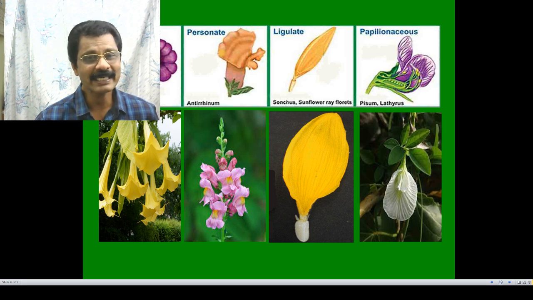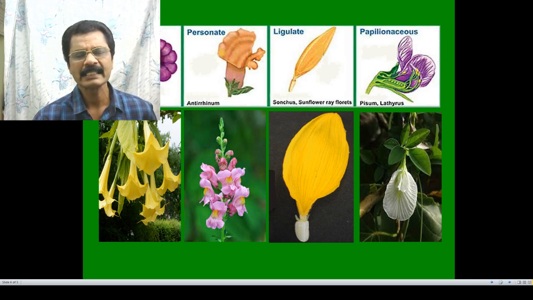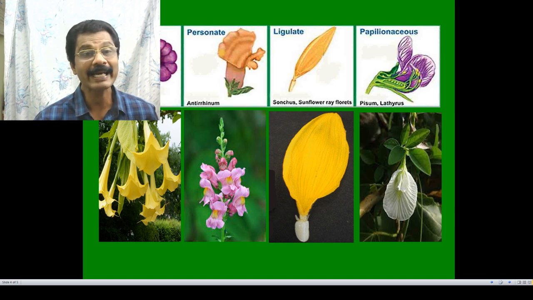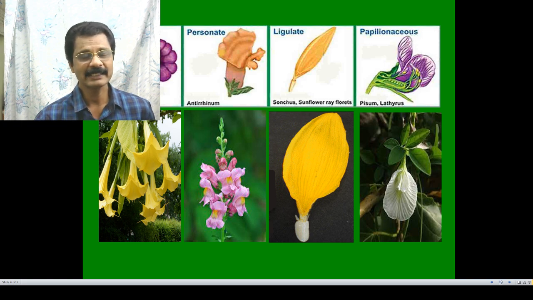In the case of Asteraceae members, like sunflower, Sonchus, there you can see this strap-shaped florets, which are called ray florets. In sunflower, the outermost florets are ray florets. They are brightly colored. Otherwise called strap-shaped, or tongue-shaped corolla. So that you can easily identify the species, and identify the family.